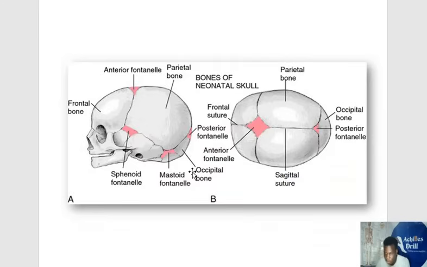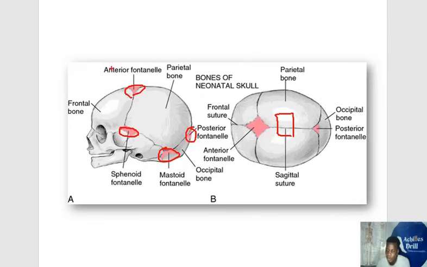I have a textbook picture showing all this properly. The one you have in the front is the anterior fontanelle, the one labeled red earlier. The one on the side here is the sphenoid fontanelle, and we have one right here posteriorly called the posterior fontanelle, and there is also a mastoid fontanelle right here. You find these fontanelles on the fetus skull, and this picture right here is a picture from on top.